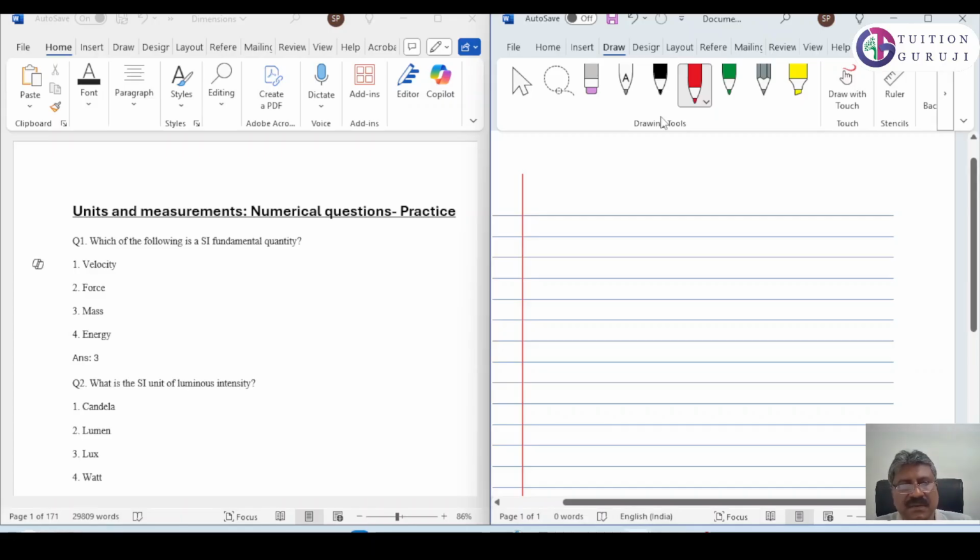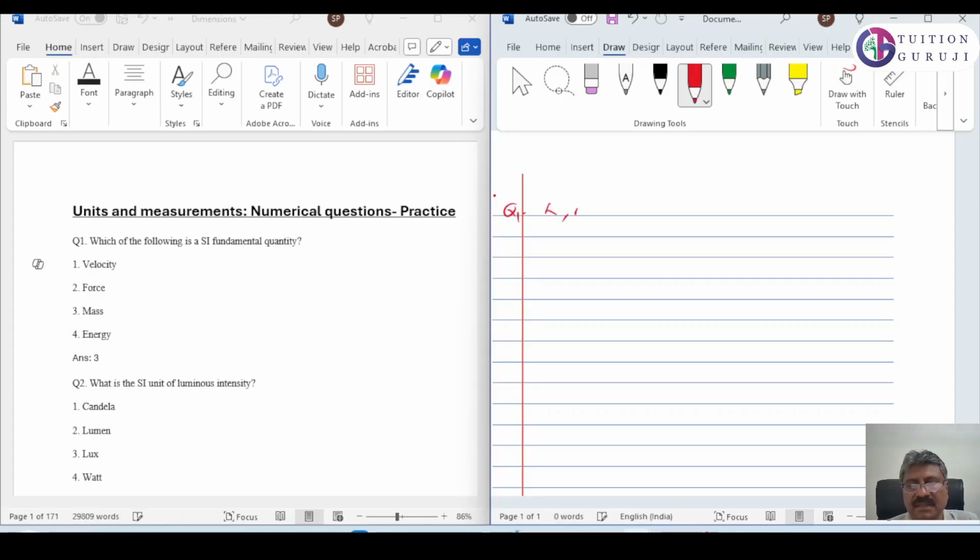Now, let us try to solve some of the numerical problems in the unit solution. The first question is, which of the following is an SI fundamental quantity? We know the fundamental quantities in SI unit. There are 7 basic fundamental quantities.